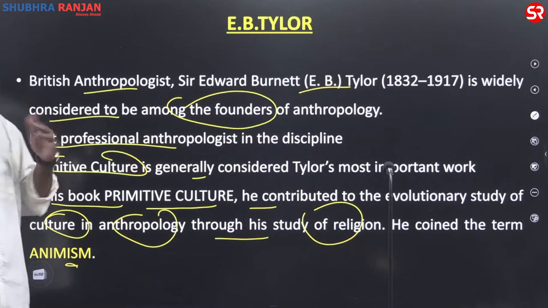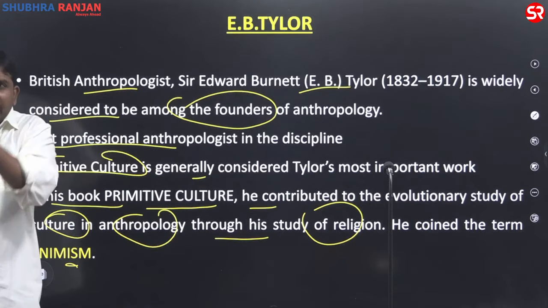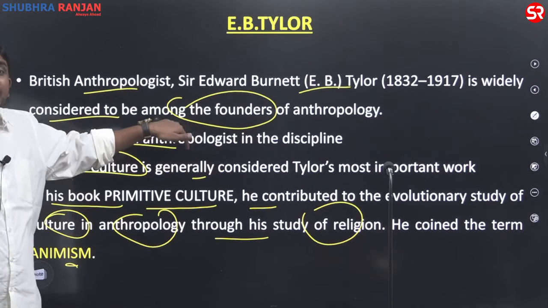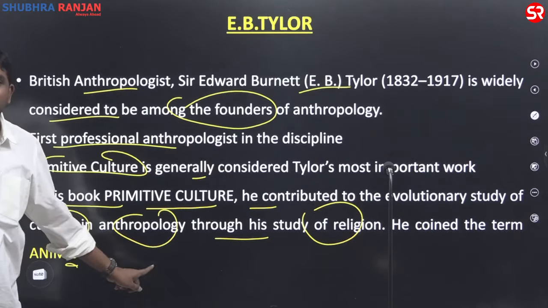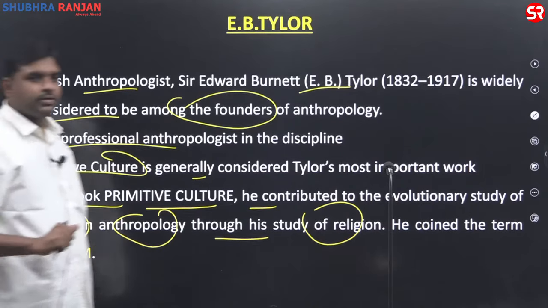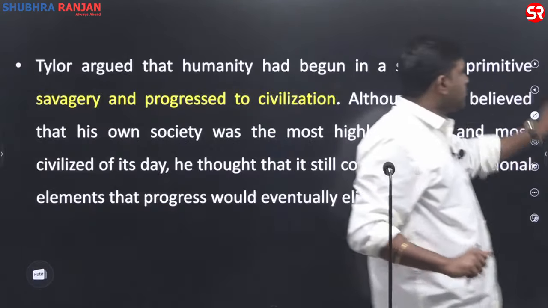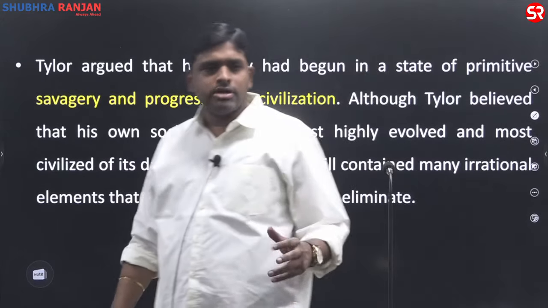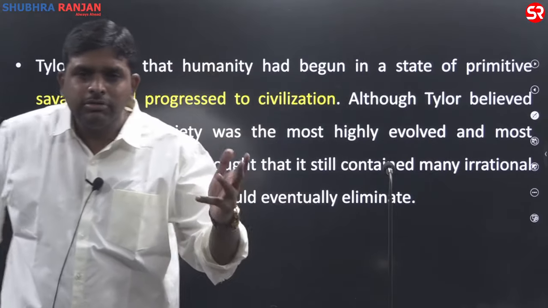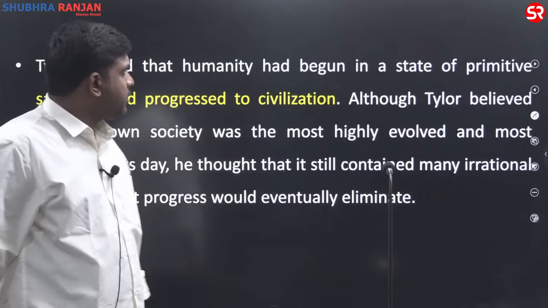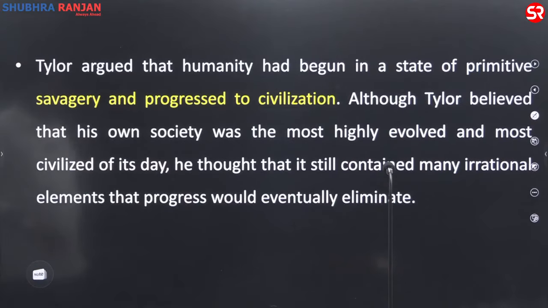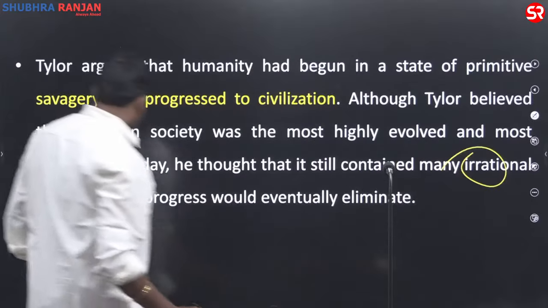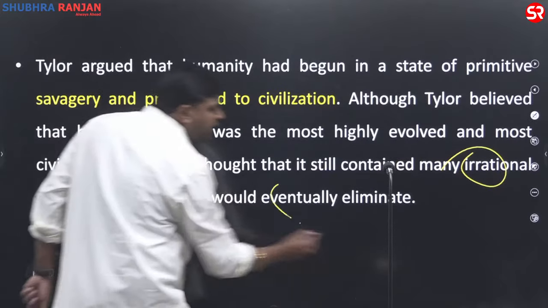Means, he is a classical evolutionist. Means generally, what are all the contributions of classical evolutionism? He will be there in his, plus he might be giving something extra like animism. He told man evolved from savagery to barbarism to civilization. Man progressed. How? From irrational elements that progress would eventually eliminate.